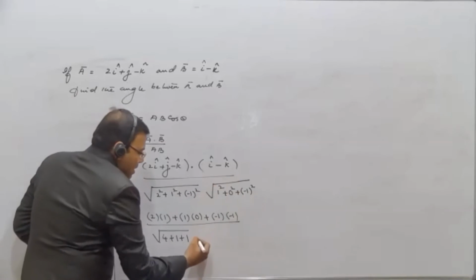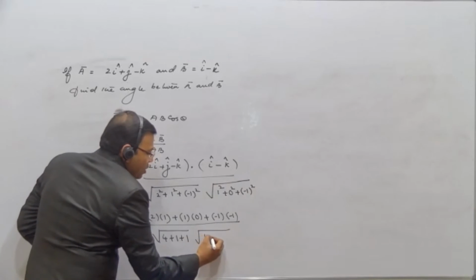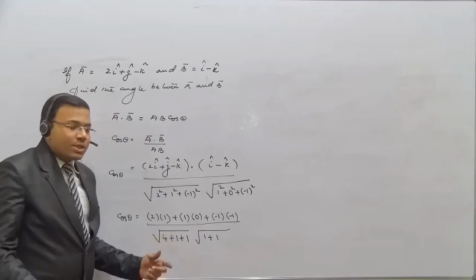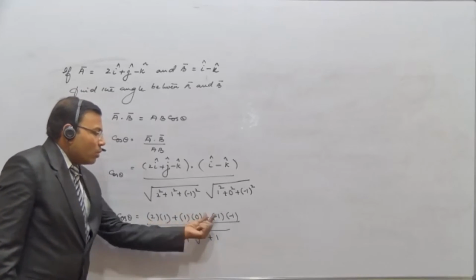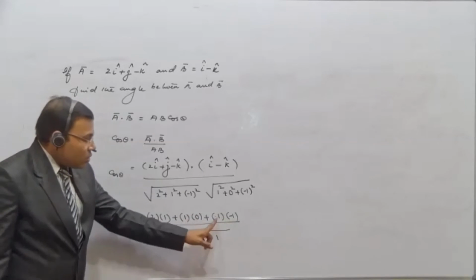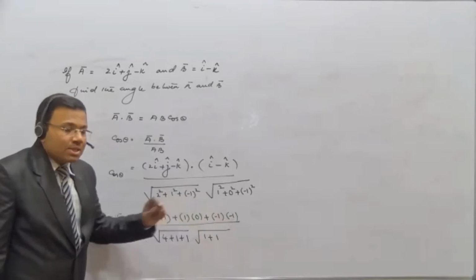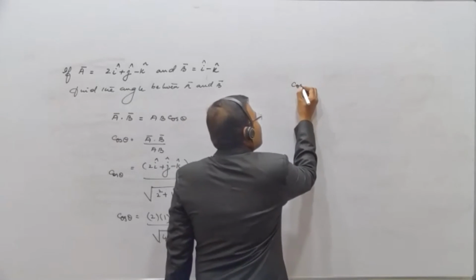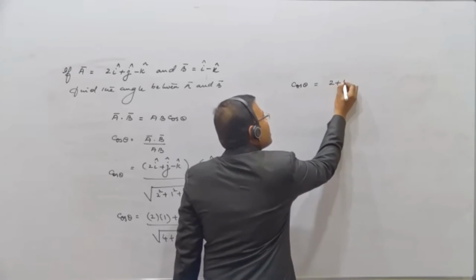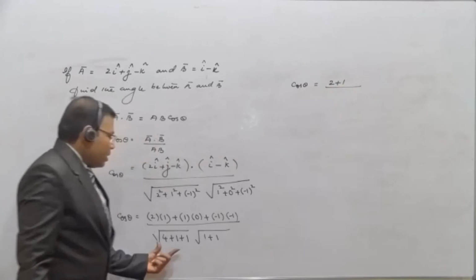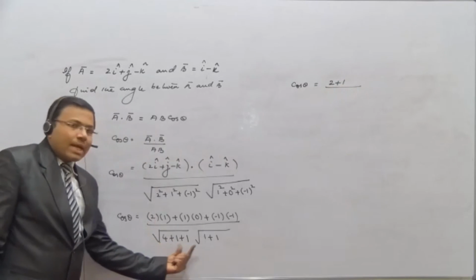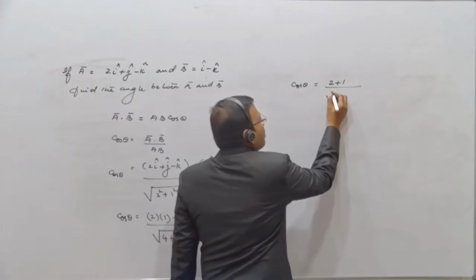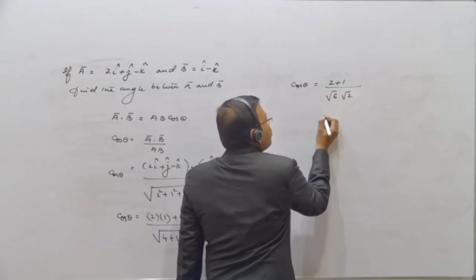And what is this? 1 square, it is 1. 1 square, it is 1. Now let us simplify: 1 into 0 is 0, so it is 2 into 1, 2. And here we are getting minus into minus, plus, so it is 2 plus 1. So cos theta is equal to 2 plus 1 divided by √6 and √2. This is √6 and this is √2.